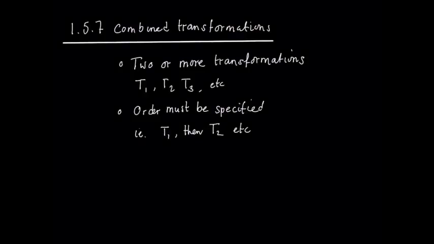In the last part of the lecture, we'll consider some simple combined transformations. A combined transformation is the application of two or more individual transformations, such as T1, T2, and T3, and so on. The order in which we apply the transformations must be specified. For instance, T1 and then T2. Let's have a look at a graphical example to start with.